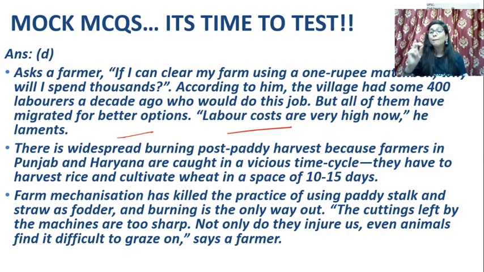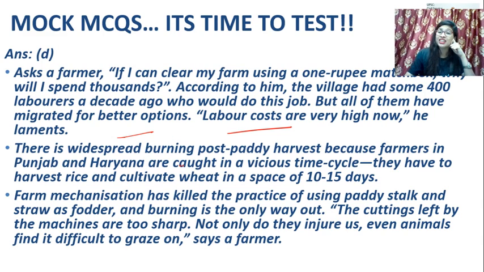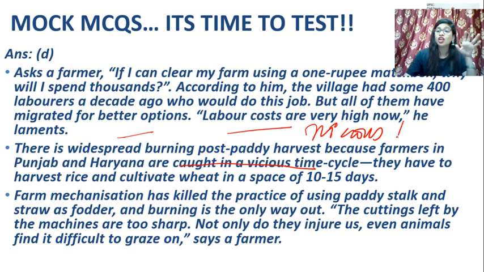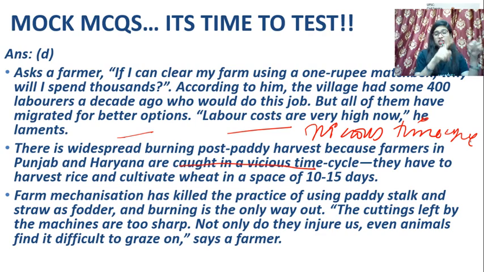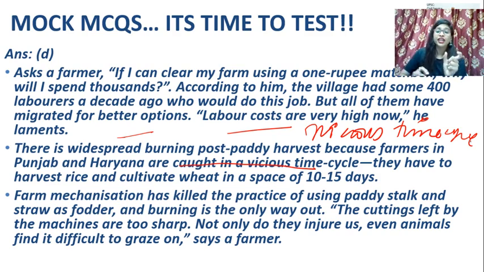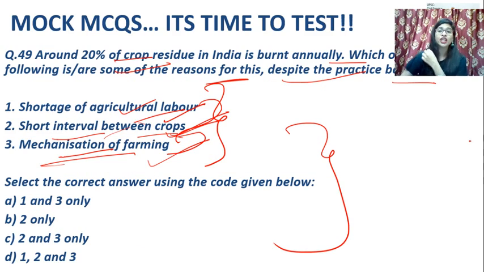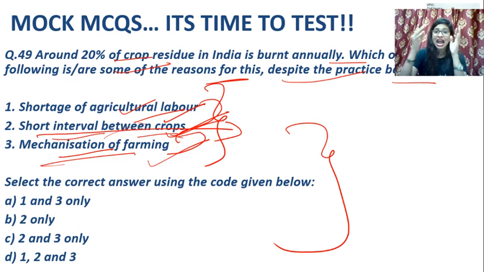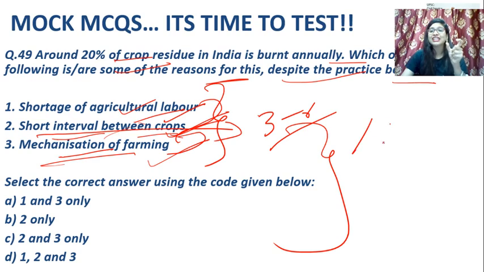Why, guys? Because in states like Punjab and Haryana, they are caught in a vicious time cycle. Look at the keyword: it is vicious time cycle, not vicious circle of poverty. It is vicious time cycle, okay? Because these two states, Punjab and Haryana, have to harvest rice and also cultivate wheat within a space of 10 to 15 days. So look at the second option, short interval between crops. That should not be there, guys. At least a minimum of 3 to 6 months gap should be given. But here the gap is like 10 to 15 days.